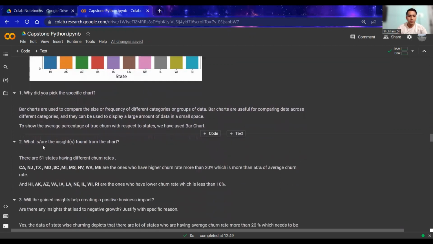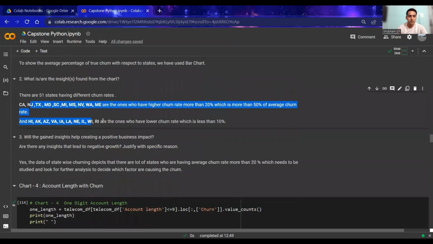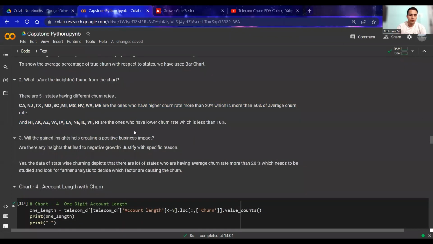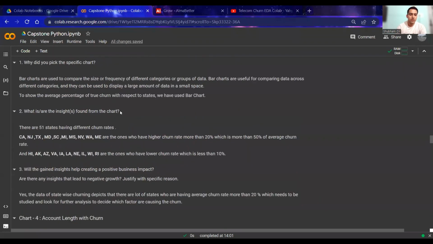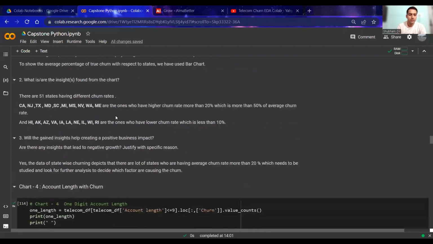So these are the different states which we need to take a look at: what are the reasons that these states have high churn percentage, and what are the reasons that these states have low churn percentage, which we can implement in these 10 states.